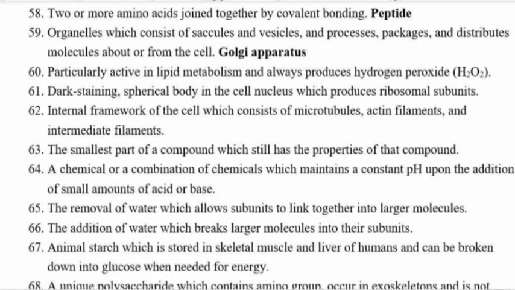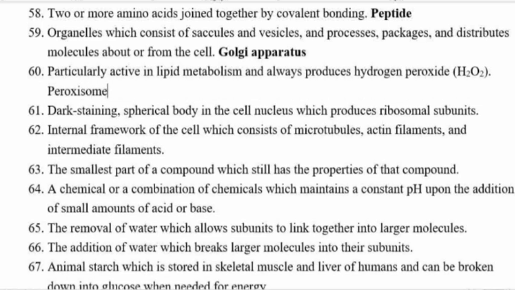Now, question number 60. There is something that is particularly active in lipid metabolism and always produces hydrogen peroxide. What is that? Okay, this one's like a riddle. What will you refer to such a thing? You refer to it as peroxisomes. All right.